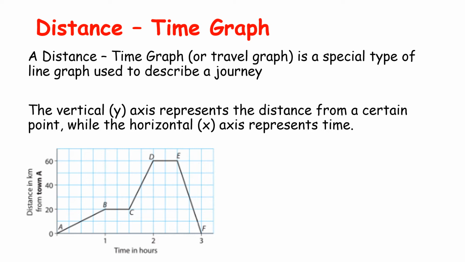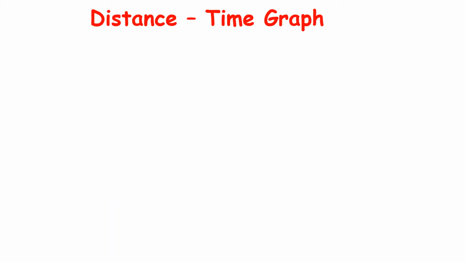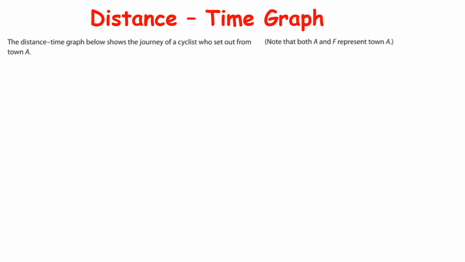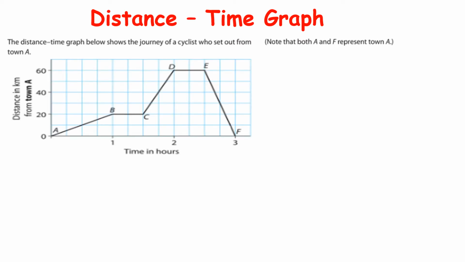So let's look at this journey in a little bit more detail. This is a distance time graph of a cyclist who set out from town A. Note that both A and F represent the town. Now, that might seem a bit mad, but think about this. The y-axis, that distance, is the distance from the town. So the cyclist travels away from the town and then back to the town. So when he gets back and he touches that x-axis, that horizontal axis, he's back where he started.